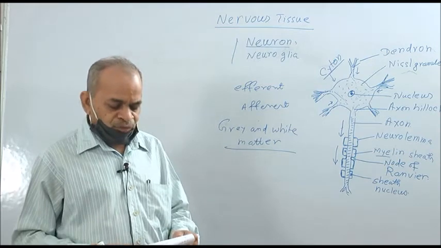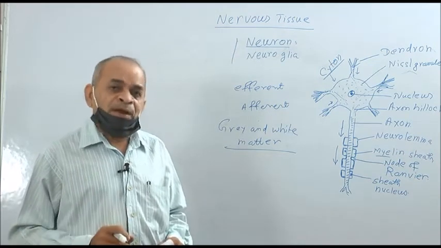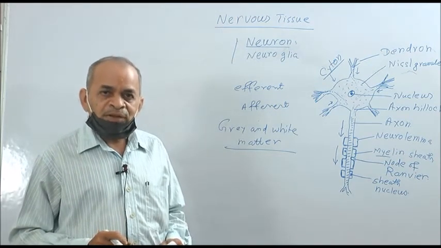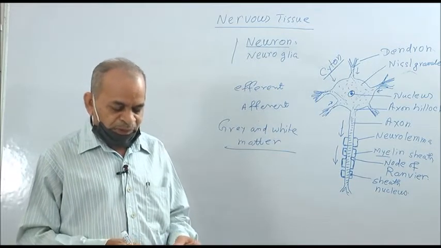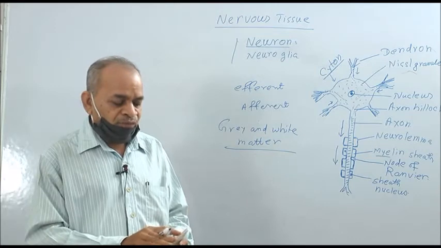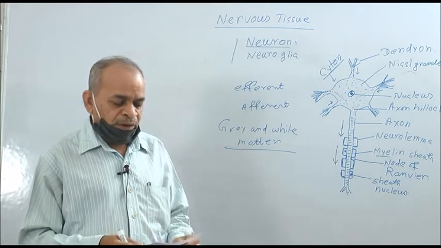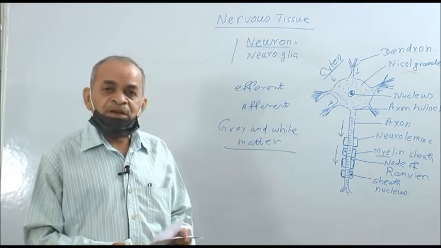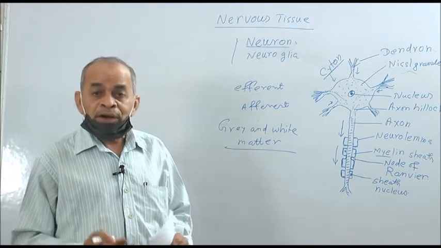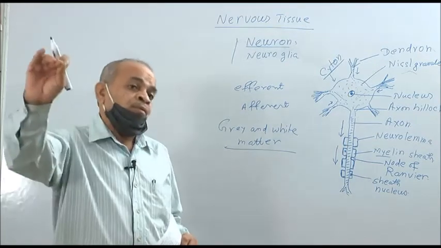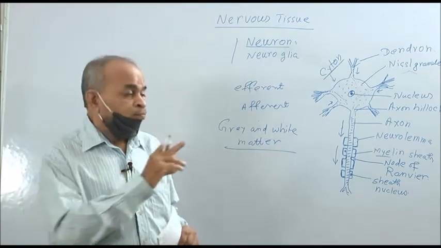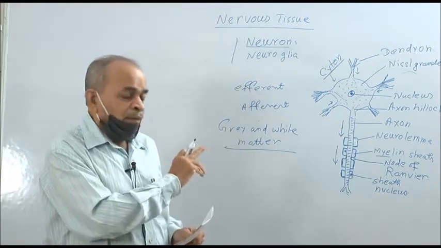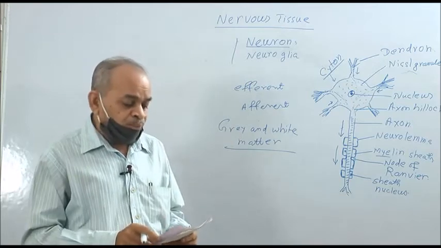The coverings insulate the nerve fibers and increase the speed of conduction. The myelin sheath regulates the speed of conduction of the nerve impulse.